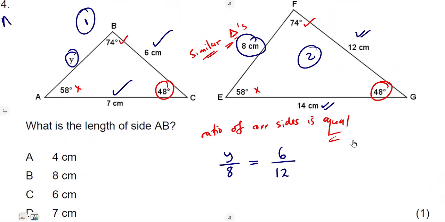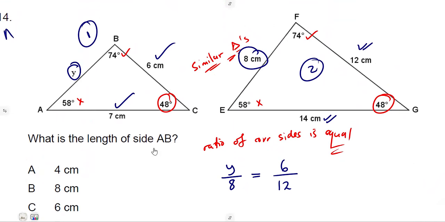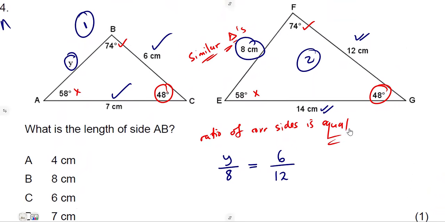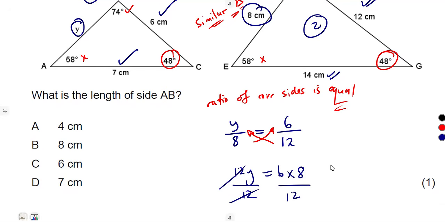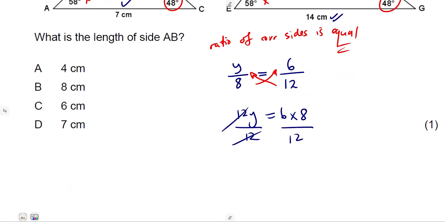Y is the one that represents AB. Or you can even write ABC is similar to this, then form the ratio of sides. Still, it's okay. I'm just going to refer to that one. So cross multiply to solve for y. That's 12y is equal to 6 times 8. Then to find y, simply divide by 12.